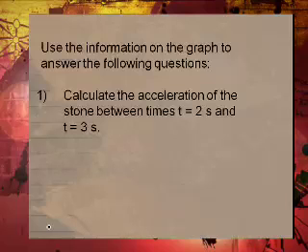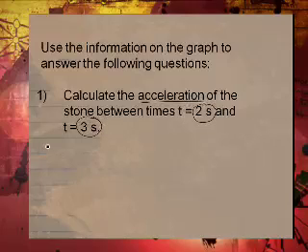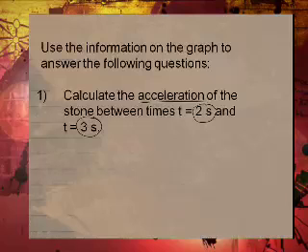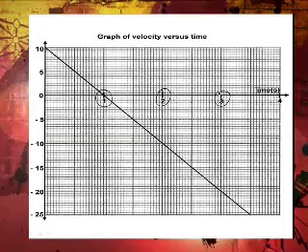Now let's have a look at the question itself. Calculate the acceleration of the stone between times 2 seconds and 3 seconds. Now you go back to the graph. Between times, is it 1 second or 2 seconds and 3 seconds? Okay, 2 seconds and 3 seconds. So we want to know the gradient between that time. So it is this point there that is going to help us and that point. If we find the change in y and the change in x there, we will find the answer.